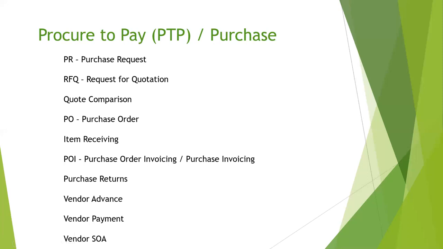So this is how the purchase module works directly in the big companies or big entities, or how it flows. But some companies usually will not go for purchase request, RFQs, or quote comparison. They will directly go for purchase order, item receiving, and invoicing, without going for request, without going for RFQs, without going for quote comparison. They'll go for purchase order, item receiving, purchase invoicing, purchase returns, and the vendor advance and vendor payments come into effect automatically. So this is the process of how it works for bigger entities and small entities.